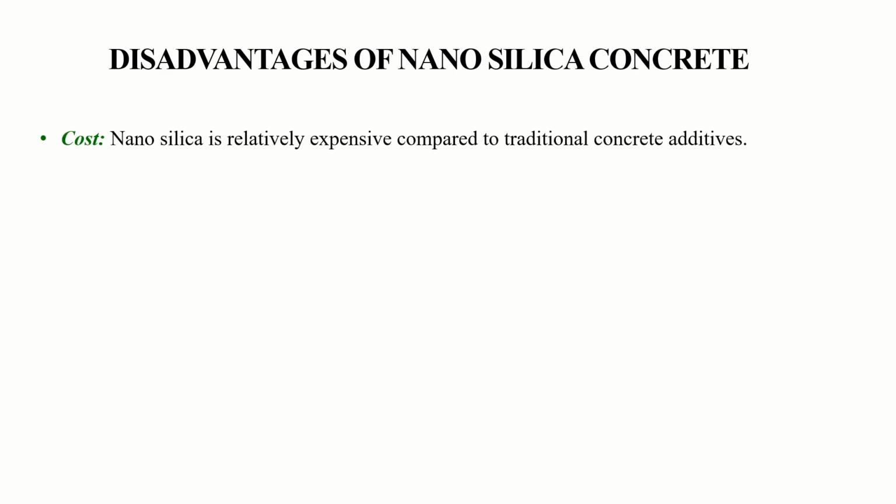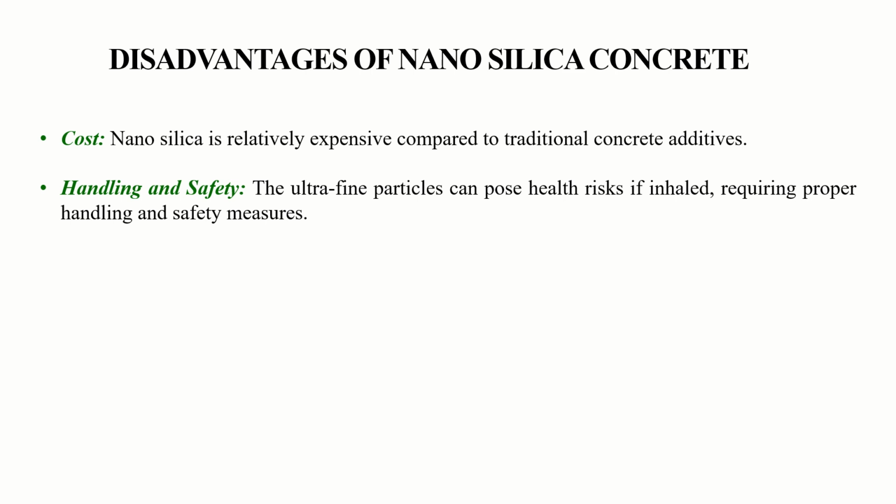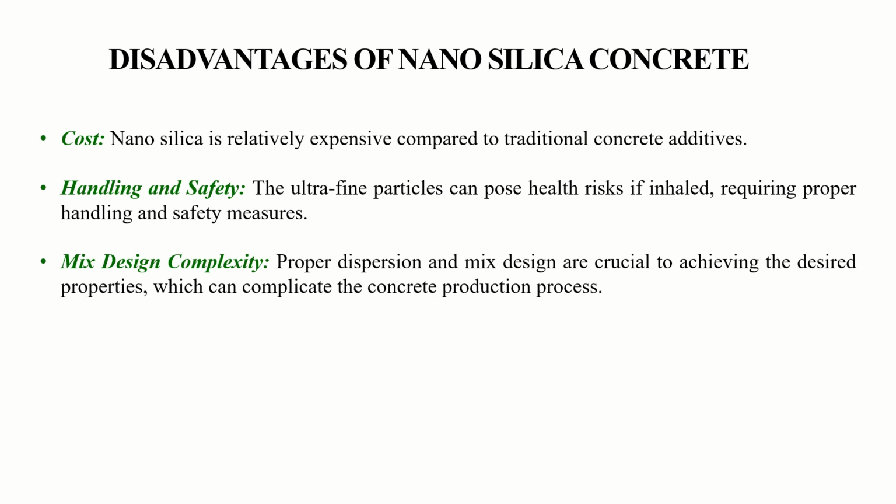Moving on to the disadvantages, the first disadvantage is cost. Nanosilica powder is relatively expensive when you compare it with other supplementary cementitious materials like fly ash, slag or rice husk ash. And handling and safety is also very important here. This is one of the major drawbacks of using nanosilica, because of the very fine particle size. It is in nanometers, right? So that can be inhaled very easily, and it can cause some serious health issues. So we have to be very careful when we are handling and mixing.